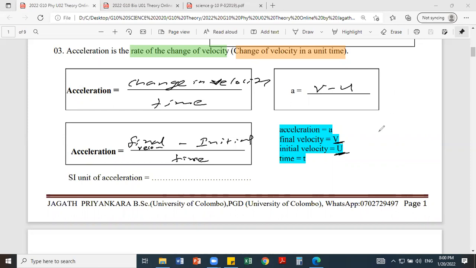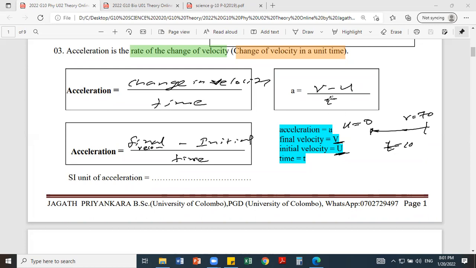If a vehicle is starting from rest, what happened? Initial velocity 0 and it gained 70 meters per second. Initial velocity 0, final velocity 70. It begins from rest. Time taken, say 10 seconds. Then you can find the acceleration. If you know these three, you can find the acceleration. Initial 0, final velocity 70, time taken to increase the velocity up to 70 is 10 seconds.